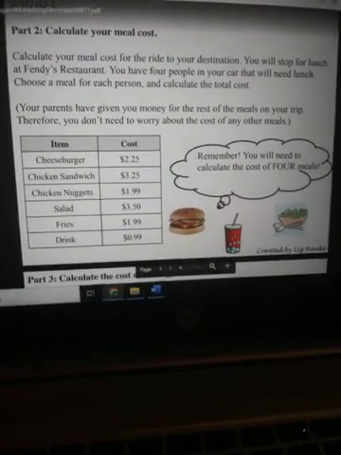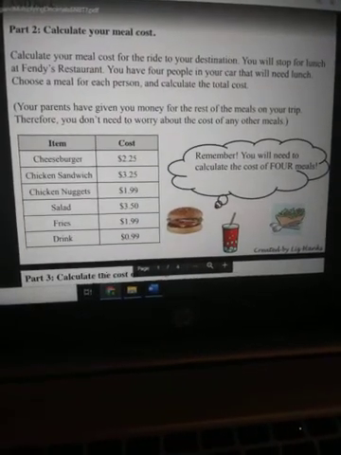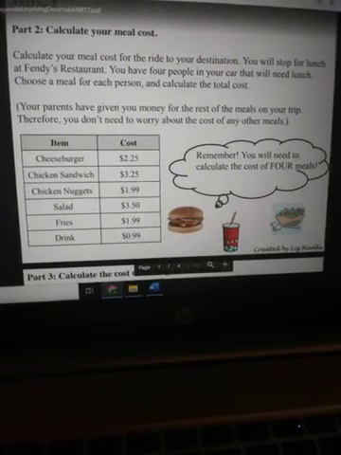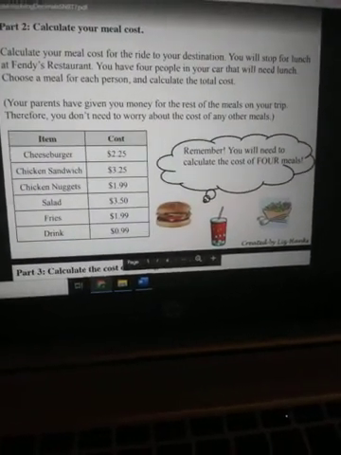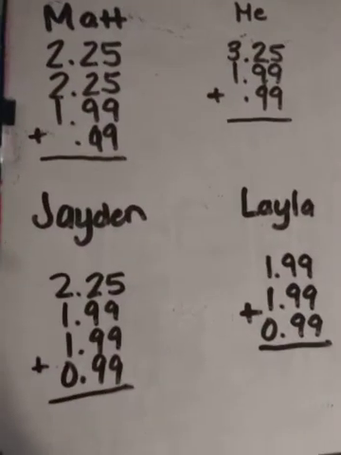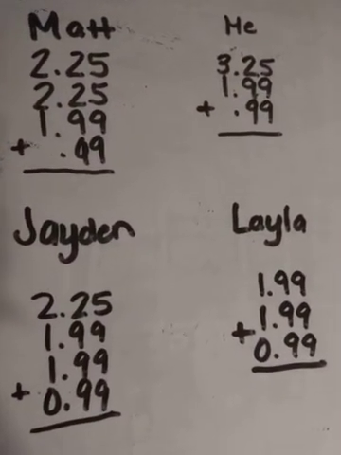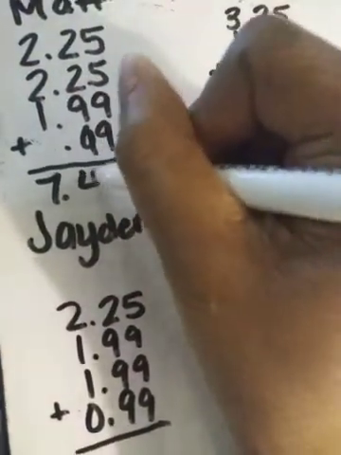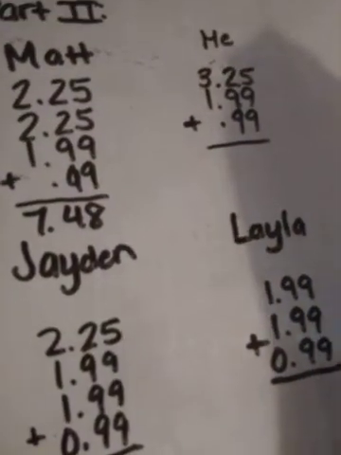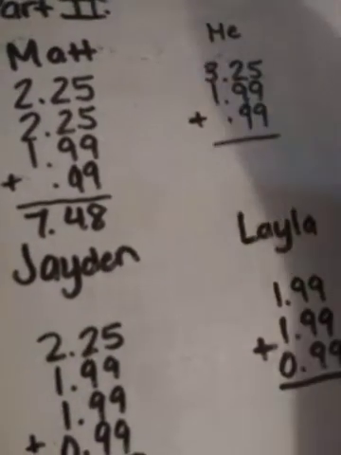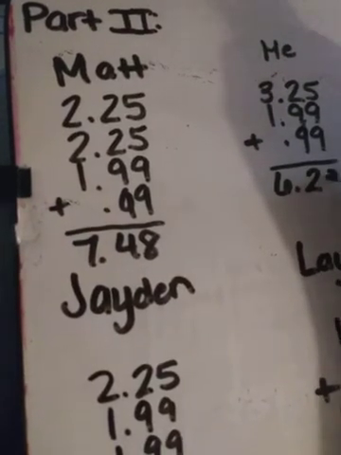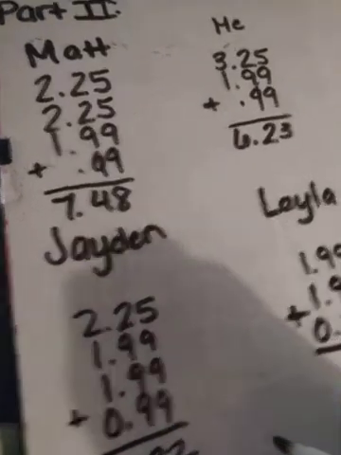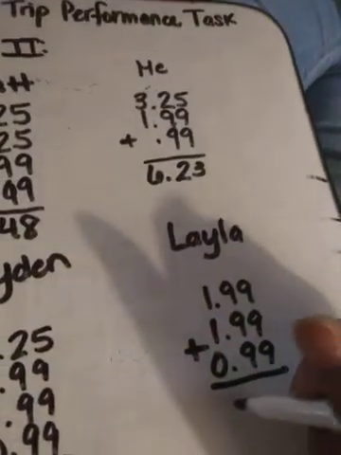Layla, on the other hand, eats like a little bird. She doesn't have much of an appetite, so what I'm going to do is just give her an order of chicken nuggets, fries, and a drink. All right? So, this is what I got going on for our meals. And just so you won't be sitting here watching me do the addition for too long, okay, I'm going to go ahead and write out what those equal. Matt's meal is $7.48. My meal is $6.23. Jaden's meal is $7.22. Layla's little meal is only $4.97.